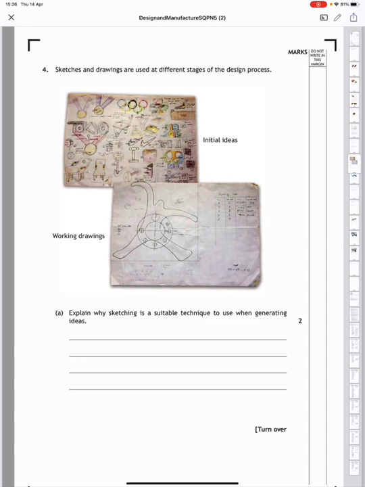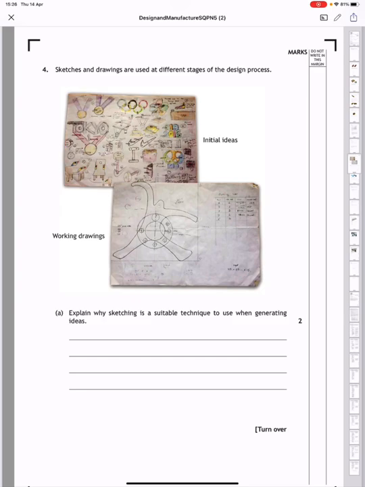Well, first of all, it's quick. You can produce sketches quickly. You can use sketches to explore and refine your ideas. Sketches are an effective way of communicating your ideas. With sketches, you don't need computers at this stage. You don't need expensive equipment to produce the graphics. Sketches are sufficient at this stage of the design process.